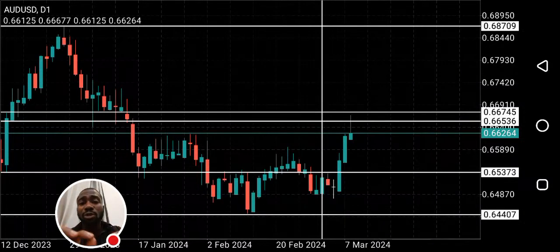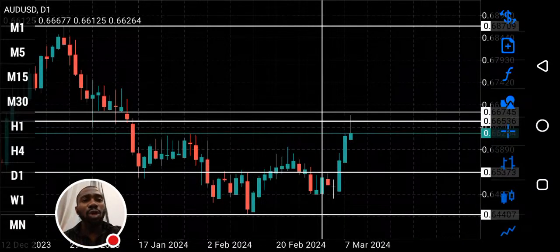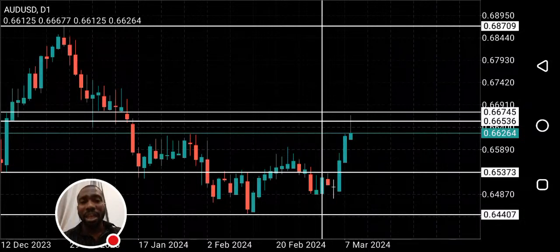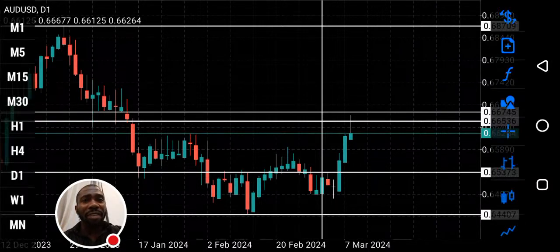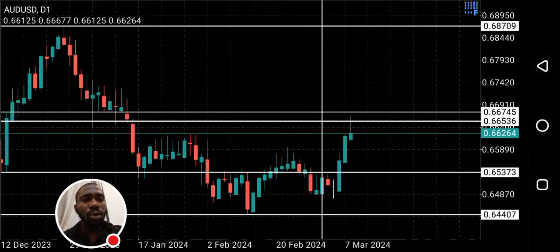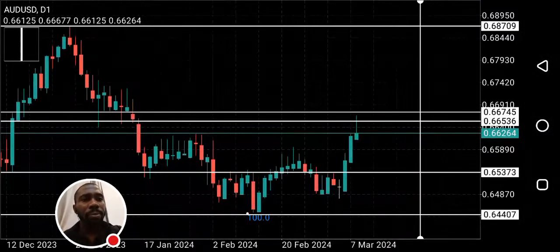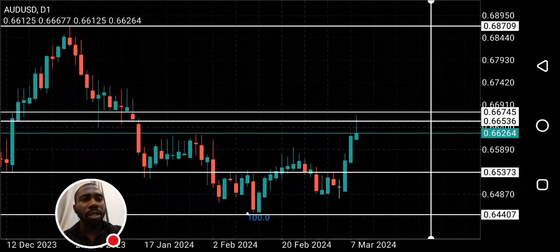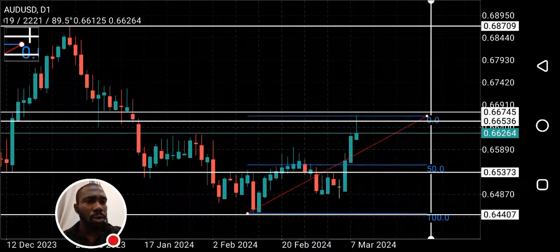Now, before we go down to the 4-hour time frame, I want us to apply our Fibonacci tool. Now, what do we use the Fibonacci tool for? We use it to identify premium level and discount levels. That is what we use the Fibonacci tool for. So let's apply the Fibonacci tool on the daily time frame. So we're going to take it from the swing low. Okay. So we're going to take it from, this is the most recent swing low on the daily time frame.